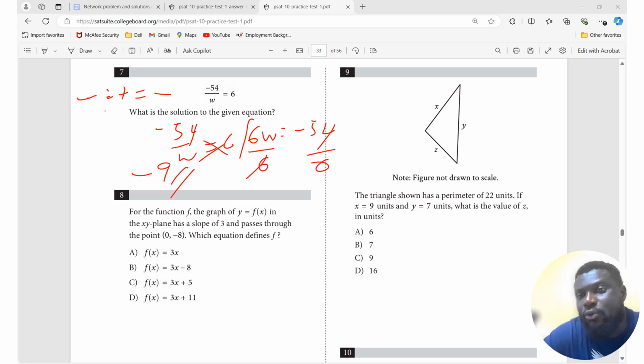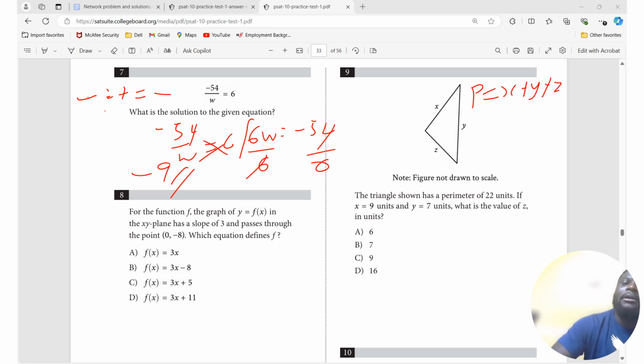Now let's go to this question that says the triangle shows a perimeter of 22 units. If x is equal to 9 units and y is equal to 7 units, what is the value of z? Now you need to understand that the perimeter of a triangle is equal to x plus y plus z. That's the formula. Now we understand that our perimeter is 22, our x is 9, our y is 7.